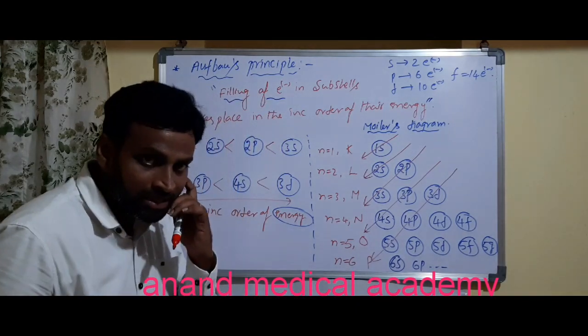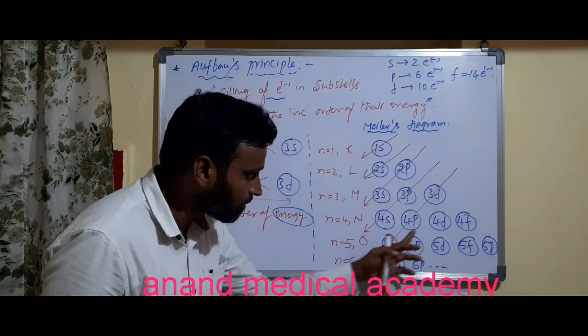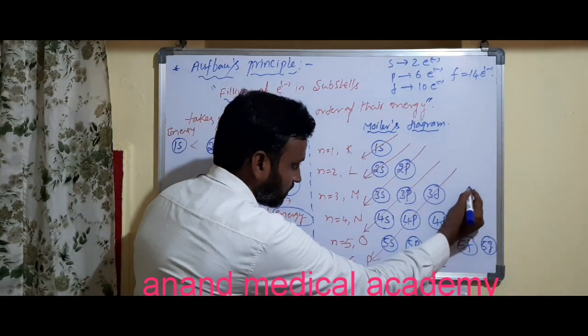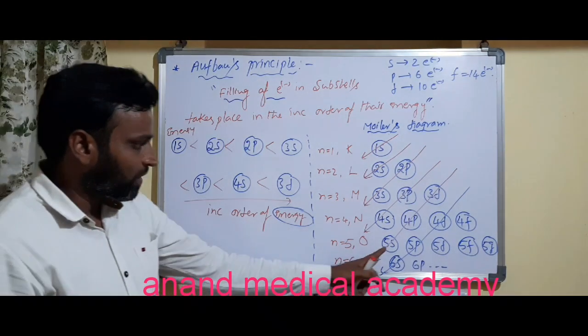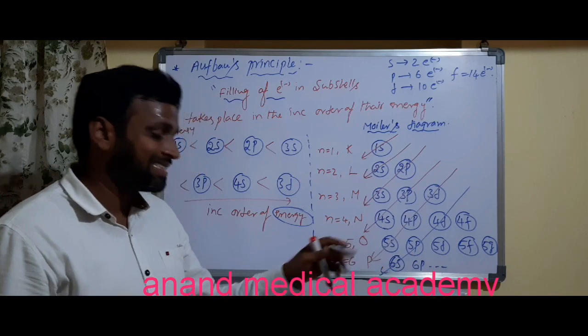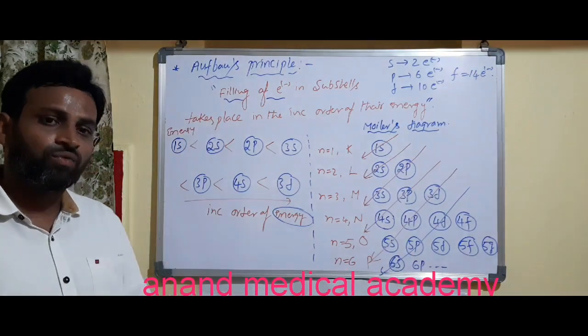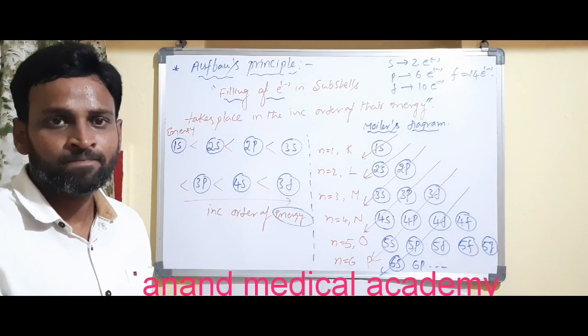After 5s, which subshell will we have to fill? After 5s, 4d. Like this you have to fill. 5s after 4d you have to fill. 4d after 5p you have to fill. 5p after 6s you have to fill. This is the way of filling of various subshells.